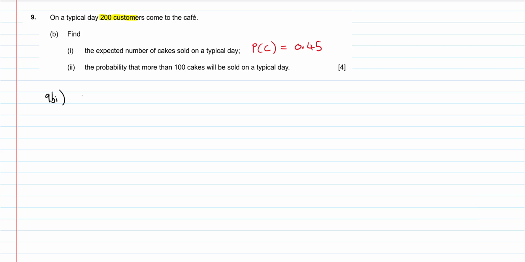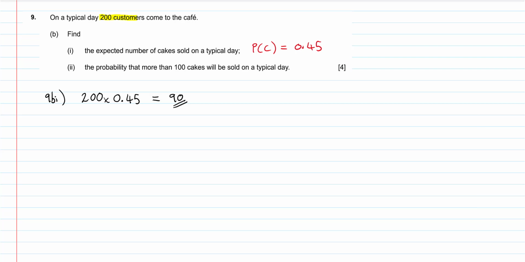So then we're going to get 200, because there's 200 customers on a typical day, times the probability that they'll buy a cake, which is 0.45, and that is equal to 90. Okay, so that is 9b part 1.